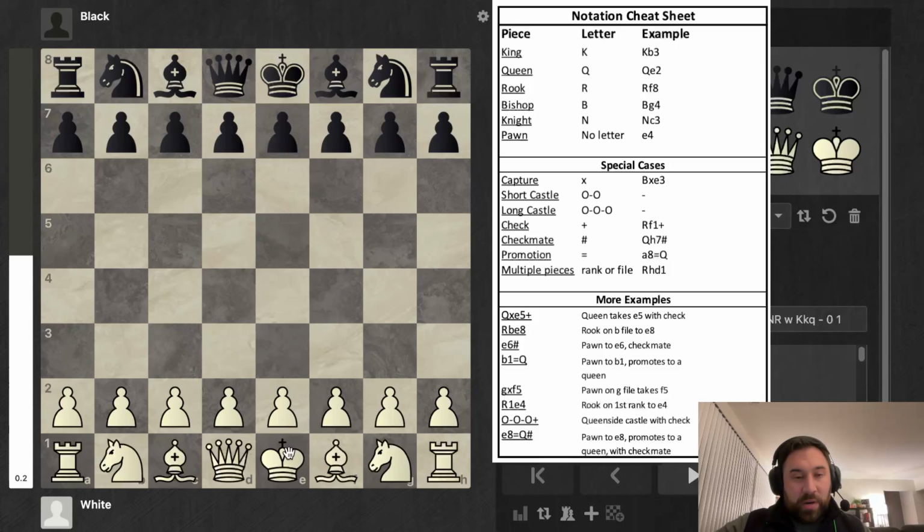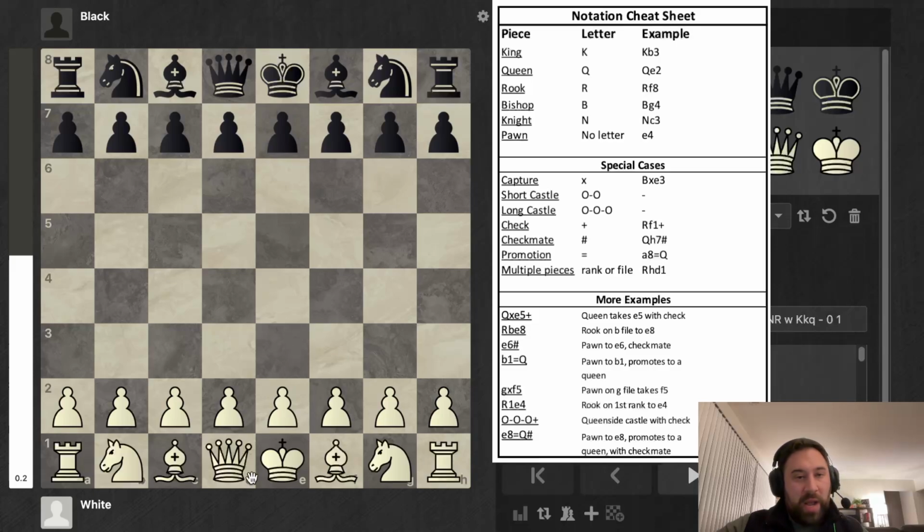So we start with all of our pieces. Now, the squares are what we care about first and foremost. We care about when a piece moves, we need a way to tell which of the 64 squares on a chessboard that piece is moving to. So we've labeled them A through H. You guys should know that. And then 1 through 8.